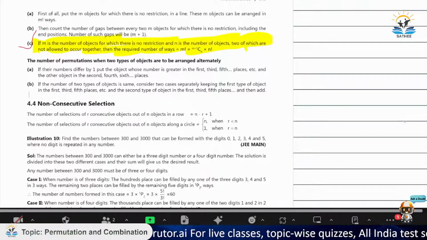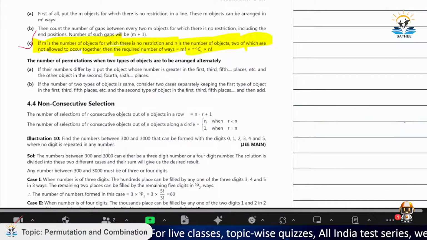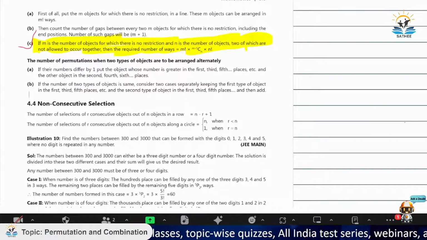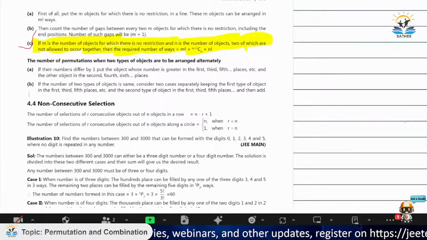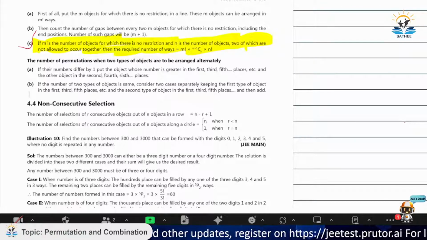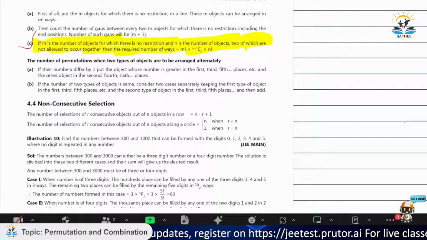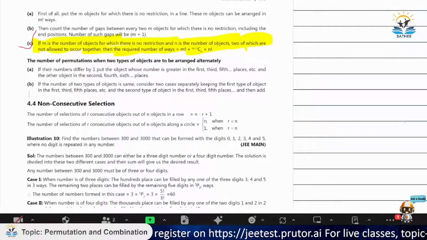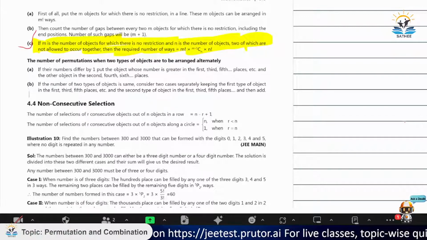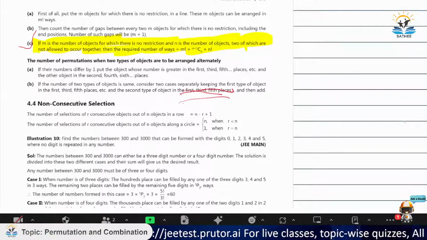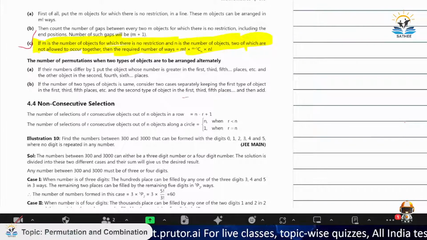The number of permutations when two types of objects are arranged alternately: the numbers differ by one, with the objects whose number is greater in the first, third, fifth places, etc., and the other object in the second, fourth, sixth places. If the number of two types of objects is the same, consider two cases separately, keeping the first type of object in the first, third places and the second type in, oh, there is a mistake. It should be second, fourth, and sixth here. So I think there is a mistake here. We'll check it out.